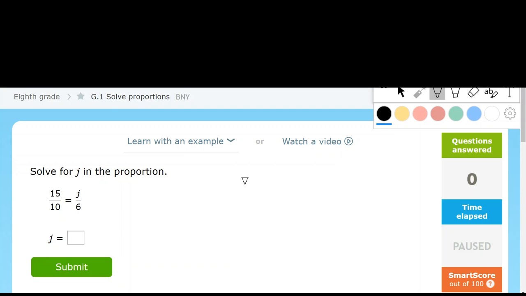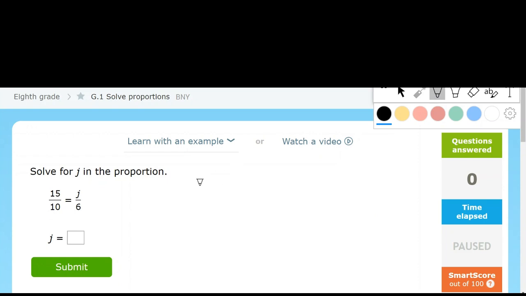Today, we're going to be talking about solving proportions. So, what is a proportion exactly? Most of the proportions that you see will have at least one or more fractions with an equal sign between them. So, in our case here, we have a fraction on the left and a fraction on the right, separated with an equal sign in between.